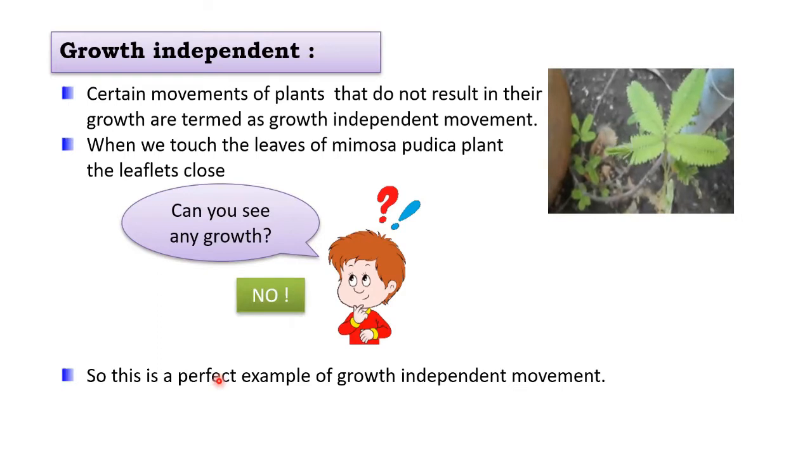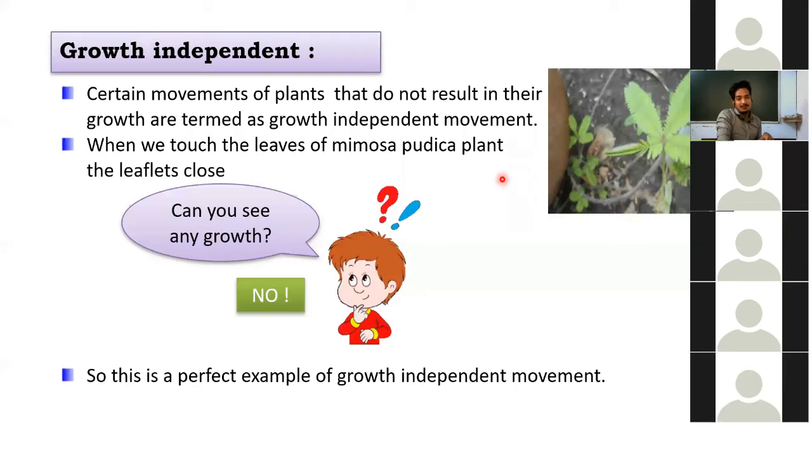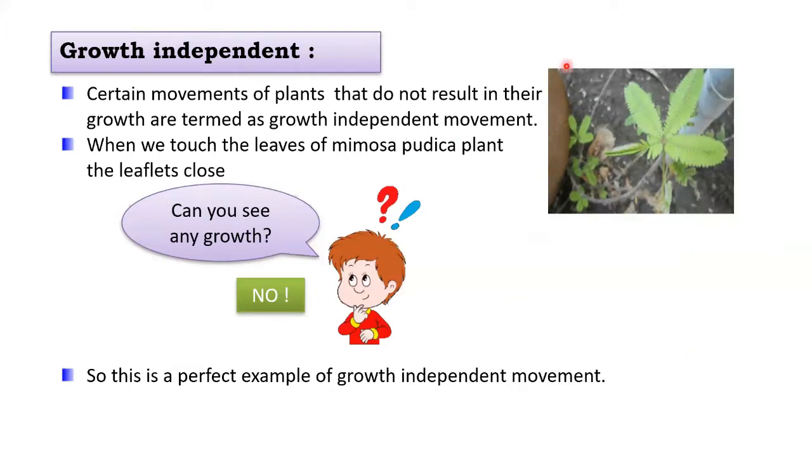Is there someone who can tell me some more examples of growth independent movement? Sir, opening of leaves of lotus during morning and closing during night. Very good, exactly, that's a perfect example. Manish was right. Anyone else? Yes, Sir, Janvi says Venus flytrap. Yes, perfect. When you talk about Venus flytrap, the kind of movement exhibited is growth independent movement. Why? Because it tries to catch the insect, right?